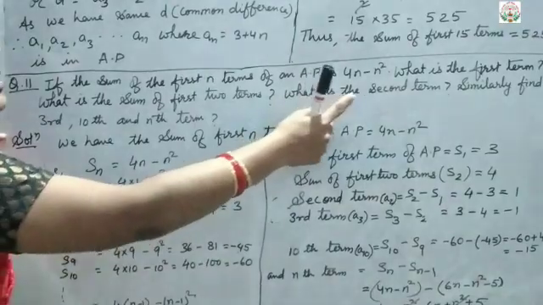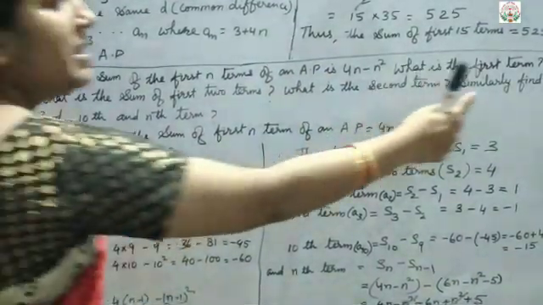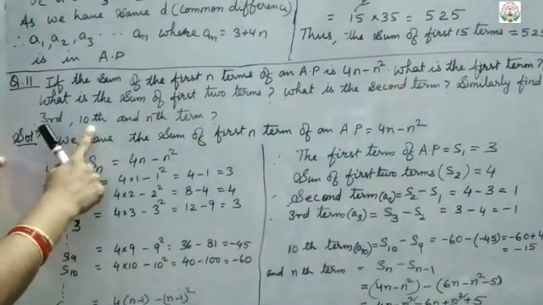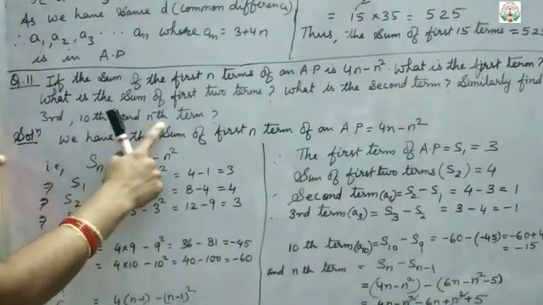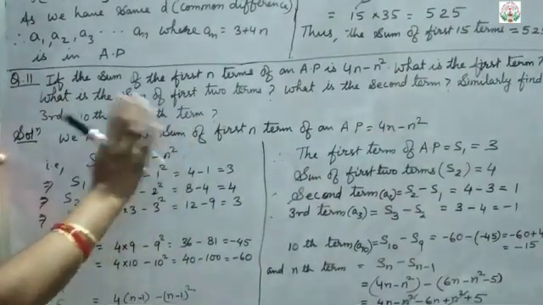Then what is the second term? That means A2 we have to find. And then similarly find the third term, that is A3, the 10th term, that is A10, and the nth term, that is AN. Clear, children? Understood what you have to find?